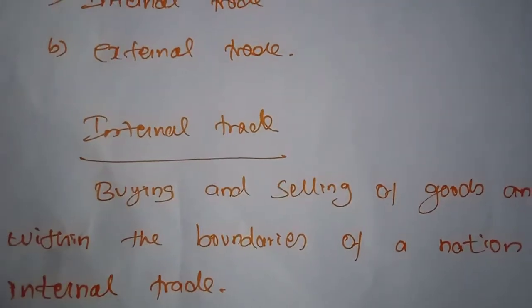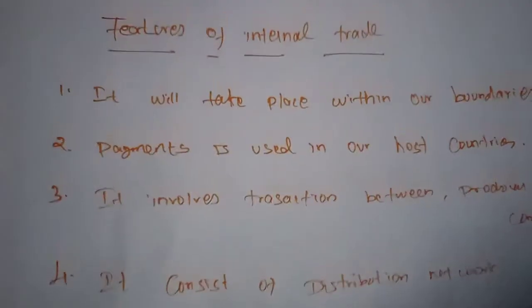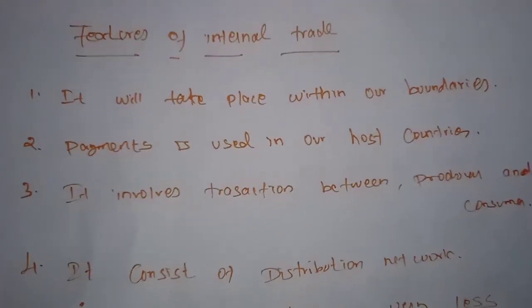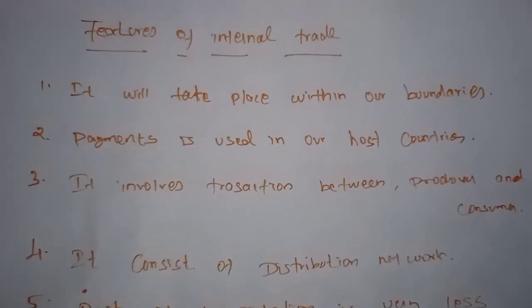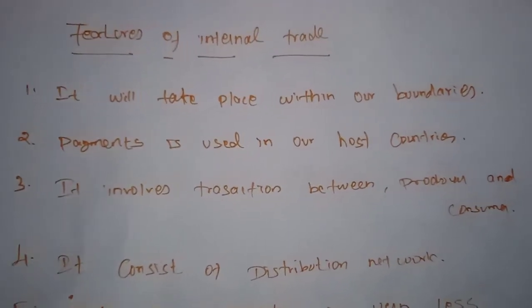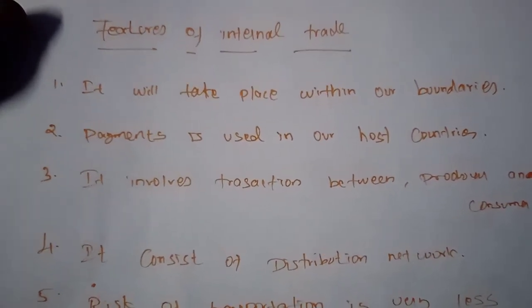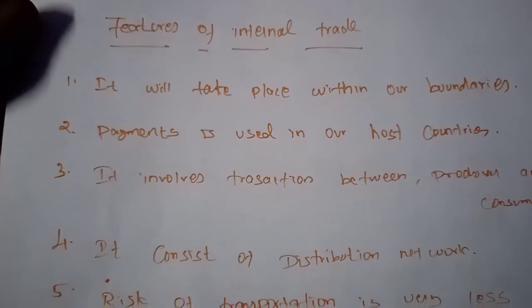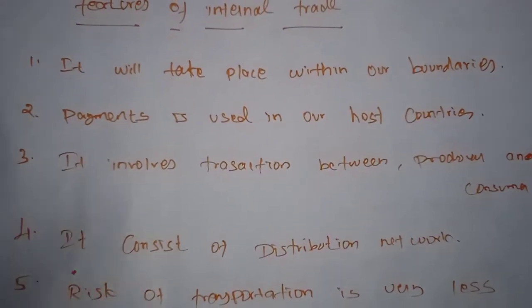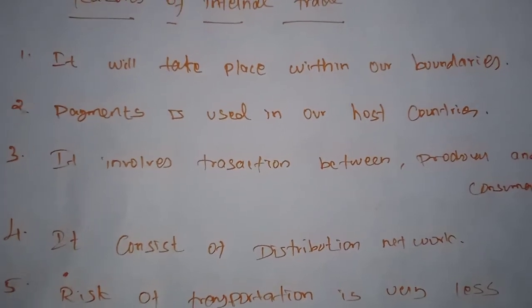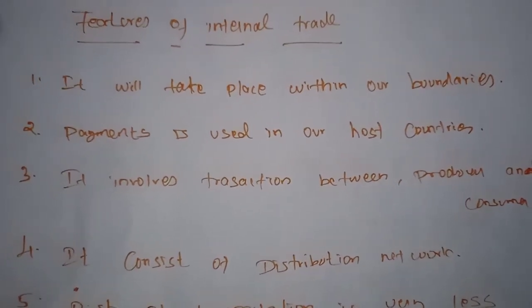If you get any question using these words, you have to write the same answer. Okay, next are the features of internal trade. Every trade has its own peculiar features, and internal trade also has some particular features. In internal trade, the buying and selling of goods take place within the boundaries of the same country. Even if there are many states, all the products are produced, purchased and sold within the boundaries of our nation only. Only then can we consider it internal trade.